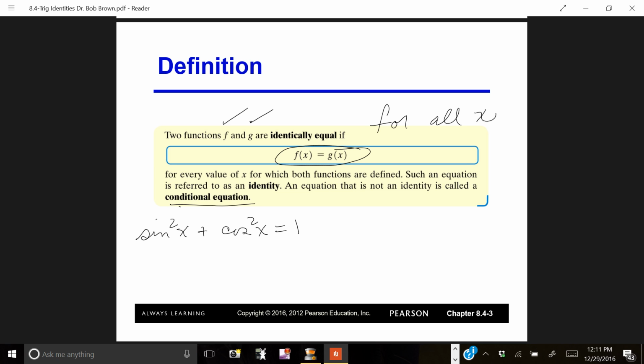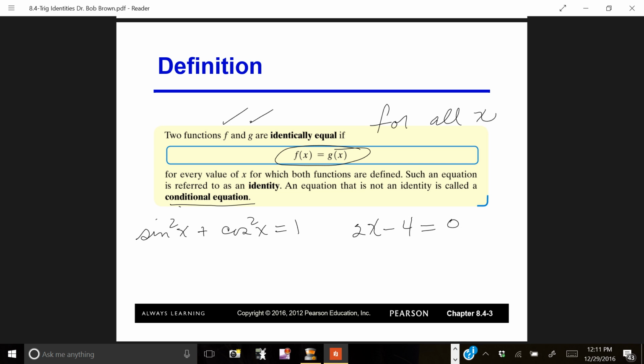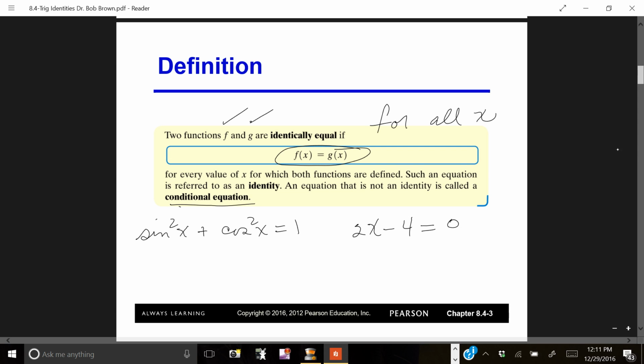A conditional identity may be true only for certain values of x. For instance, a very simple one, 2x minus 4 equals 0, is true only if 2x equals 4 or x equals 2. That's the only value of x for which this identity is true.